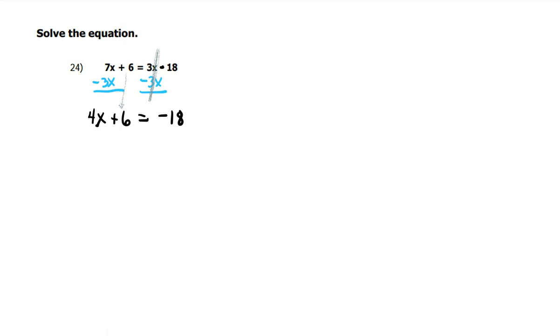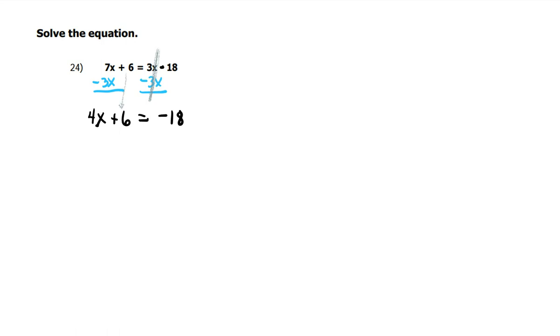And it's easier to get rid of the 6 because to get rid of the 4, you have to divide by 4, but everybody would have to be divided by 4. The 6 and the negative 18. And 4 doesn't divide into either of those evenly, which means you've just entered fraction land. So a lot of people don't like fractions and they would rather wait until the very last step to run into fractions. So I would wait and divide off that coefficient last.